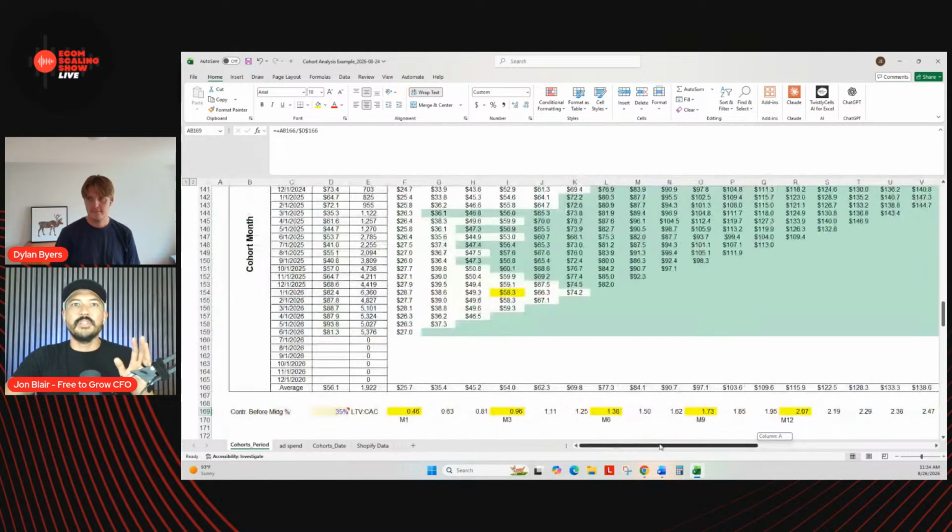So it's helpful to look in summarized terms to get a higher level view of what your ROI on acquisition is, right?